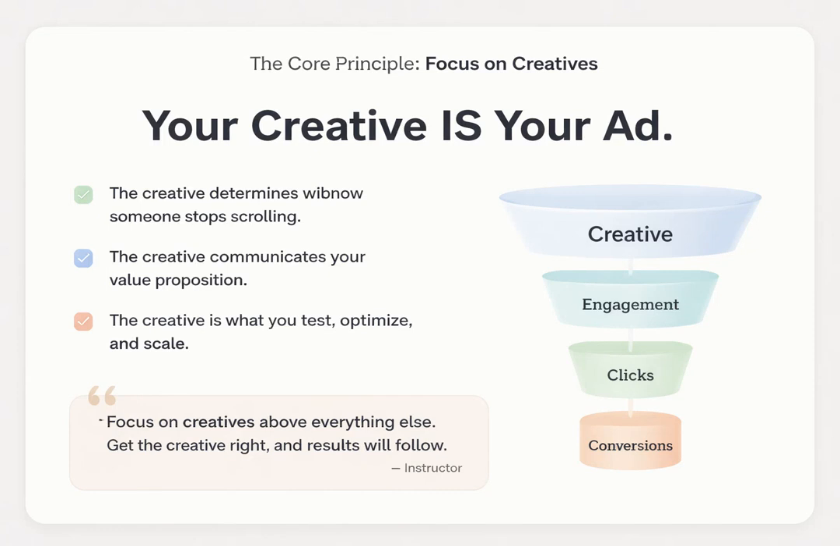The instructor wraps up the ad section with one very clear, emphatic message: focus on your creatives above everything else. Not the targeting, not the budget, not the placement. The creative. Because the creative is what the audience actually sees. It's what makes them stop scrolling or keep going. It's what communicates your value. It's what you test and optimize. He says if you get the creative right, the results will follow. Everything else, targeting, budget, ad sets, those are secondary. The creative is the engine of your Facebook ad campaign.